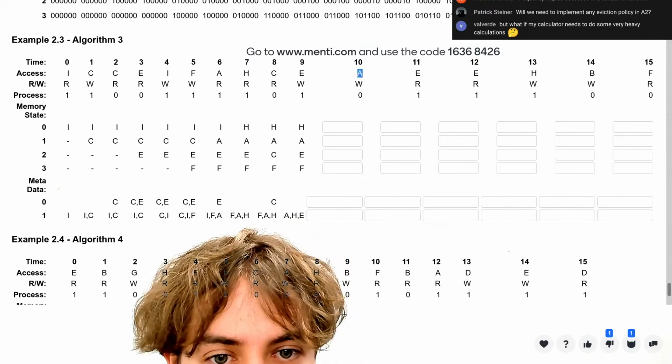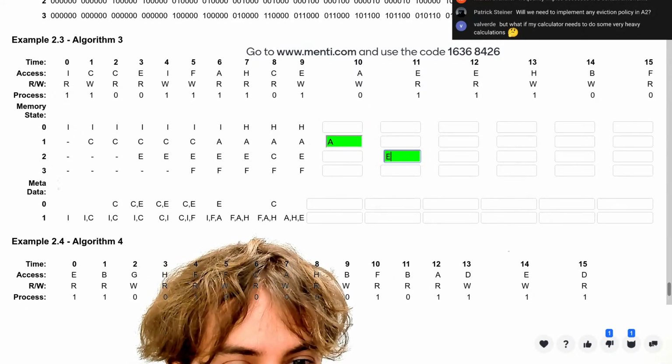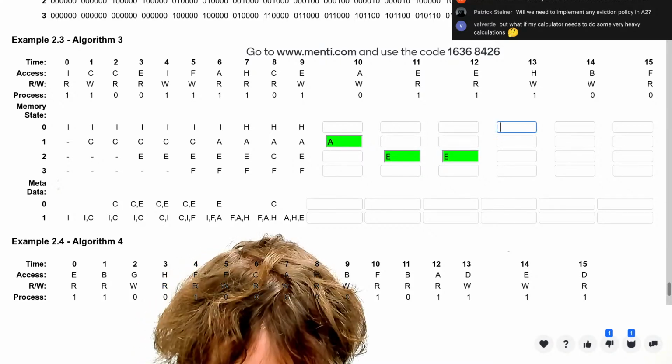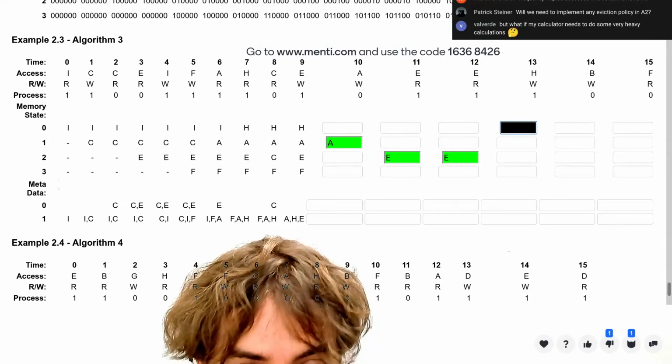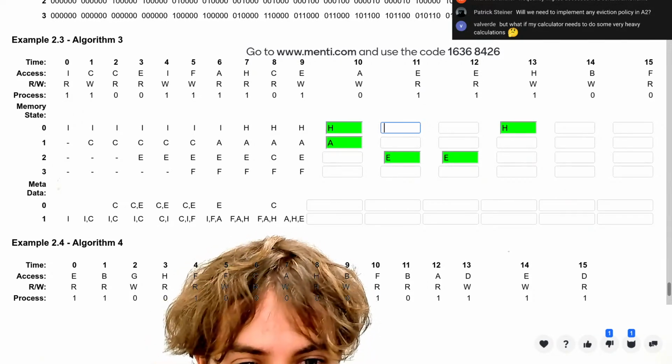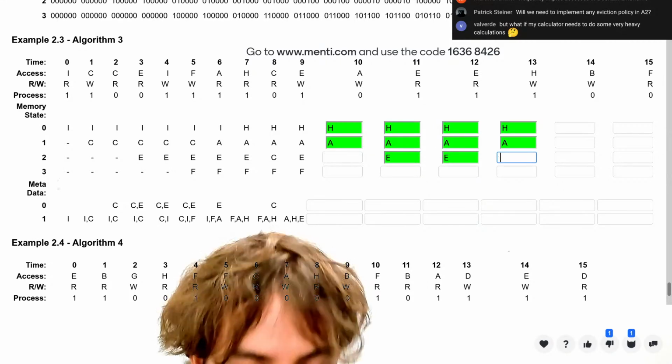We access page number A. A is already there. E is also already there. H is also already there. So up to this point, I don't see much of a change here. So it's H, A, E.